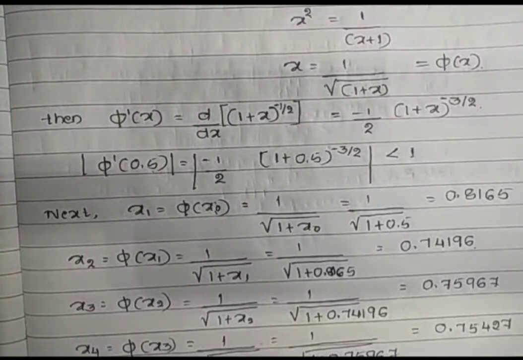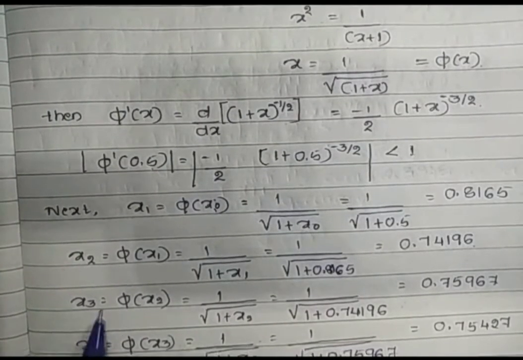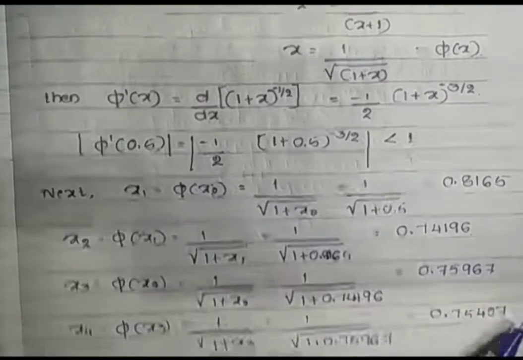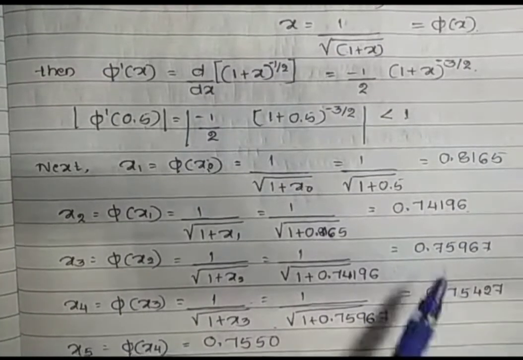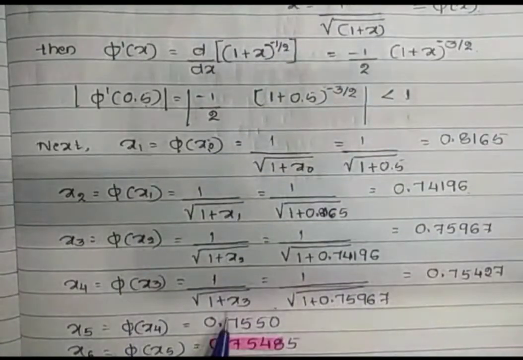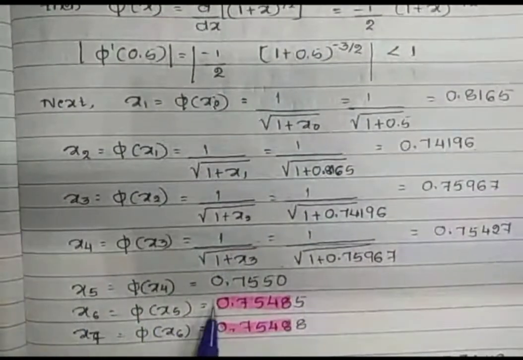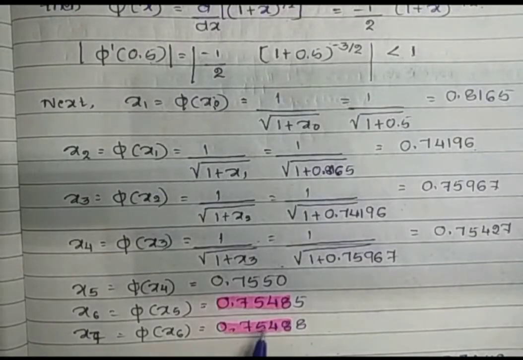Similarly, if we simplify further, then the x3 value will be 0.75967. Then the x4 answer will be 0.75427. Then x5 is 0.7550. Then here x6 will be 0.75485. Then x7 is 0.75488. In a similar way, we need to simplify.